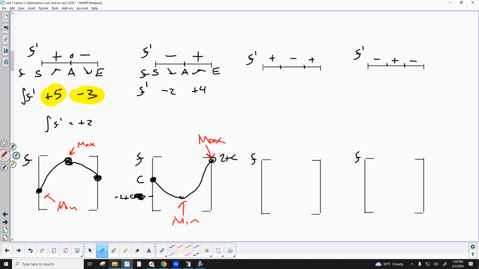Okay, let's do another one. I got a start, I got an A, I got a B, I got an end. Here are the accumulations of my derivative over these intervals. We got a +5, a -4, a +3. Where are the maxes? Where are the mins?